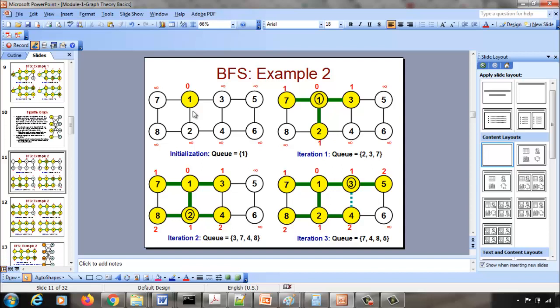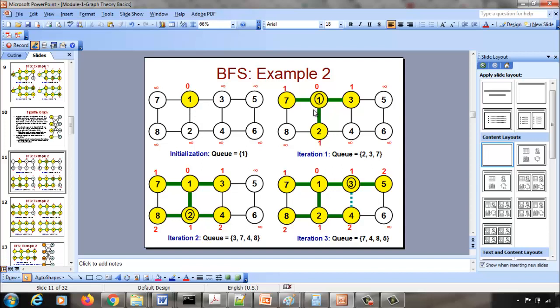So add it to the queue. Mark it as visited and its level number is 0. From 1 you can visit the neighbors 2, 3 and 7. All those 3 neighbors will be marked visited and added to the queue, and their level numbers are set to 1 more than the level number of the vertex from which you visit them. So it is going to be 0 plus 1 is 1 and so on.